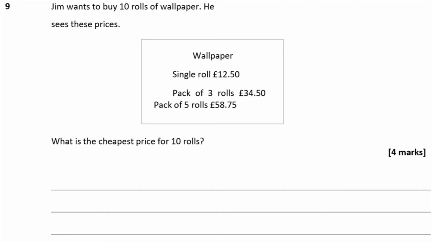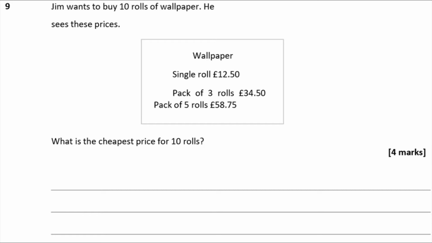Now, you would think that probably the cheapest way is going to get the biggest packs. So two lots of 5 makes 10. So you might think straight away it's £58.75 times 2. That would be the answer. But I think it's probably a good idea just to work out from each of the multi-pack deals what the cost of each roll is, because it's not always the case. Sometimes the multi-pack deals end up being worse than buying single items. So let's just work out the cost of each one first.